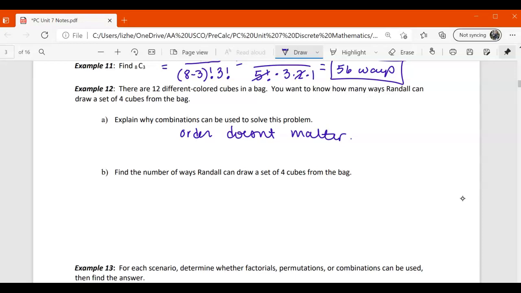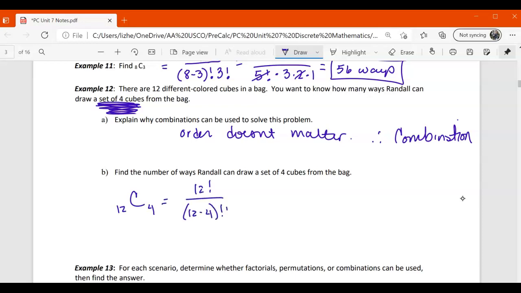All we want here is a set of 4 cubes. We're not looking for anything more special than that. So order doesn't matter, therefore it's a combination. So setting that up, we say, well, it's a combination. There's 12 options, and we want 4. So there it is. It's all set up. Then you're going to write it out for me. So you have 12 factorial over 12 minus 4 factorial divided again by 4 factorial. Stick it in your calculator, and you get 495 different sets are available, or different ways, whatever you want.